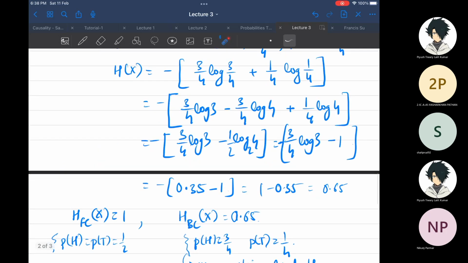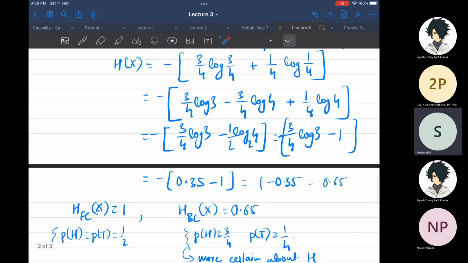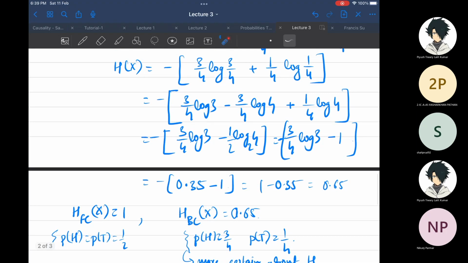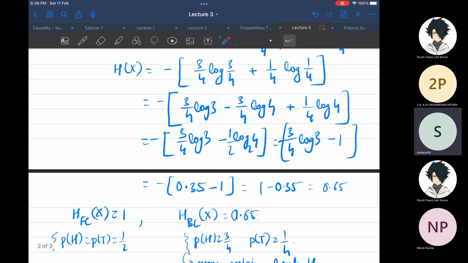So now you can see that the entropy specifies how trustworthy the results should be, right? Entropy tells you how much randomness is there in the system. Yeah, that is what I'm saying. The lower the entropy, the more certain the system will be, right?